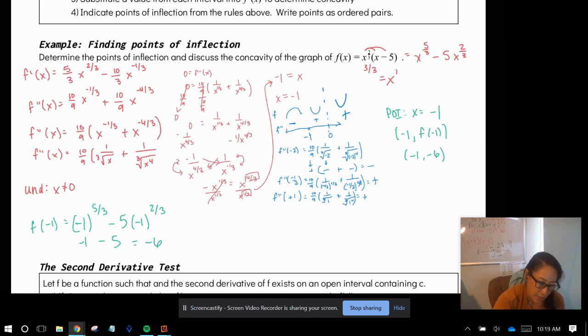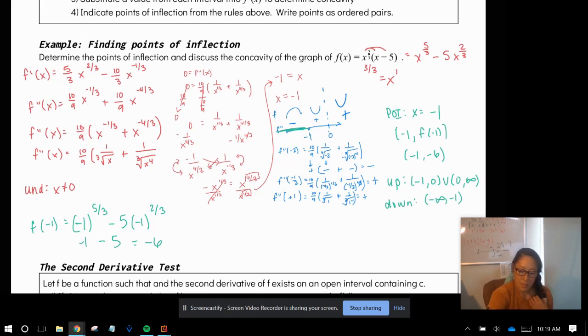Our concavity, we are concave up when we are from -1 to 0, and then from 0 to infinity. And we are concave down from anything less than -1, so negative infinity to -1. And because there's an asymptote, we have to put the break in the graph.